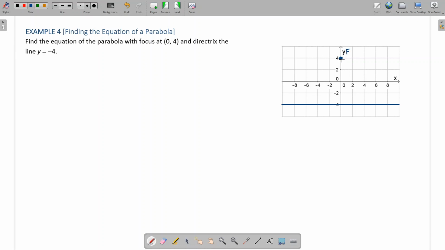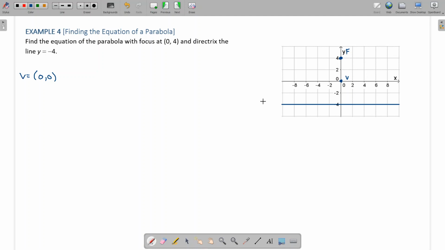We know that the vertex has to be halfway between the directrix and the focus, right? Every point on the parabola, the vertex is a point on the parabola, is equidistant between the focus and the directrix. So right there, 0, 0, like every problem, that has to be our vertex. Now the other thing we can tell from this is that the parabola is going to have to be opening up.